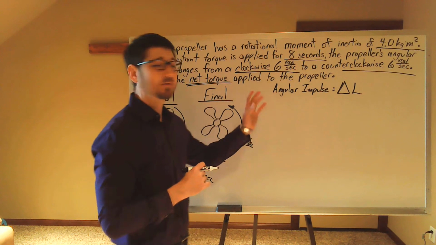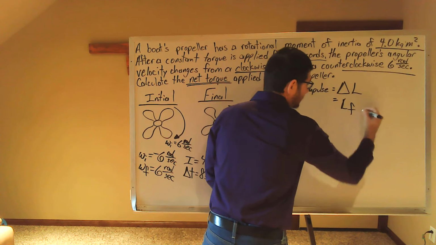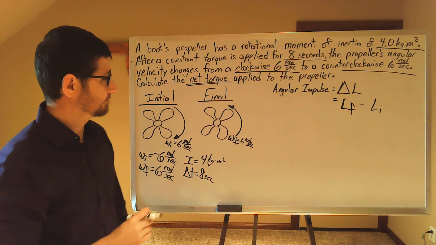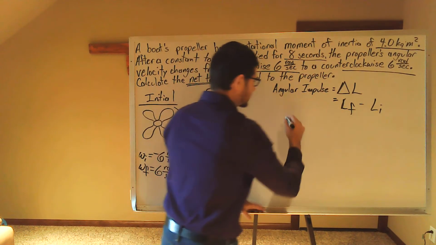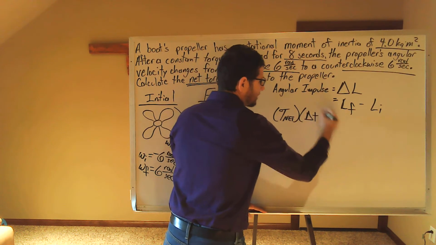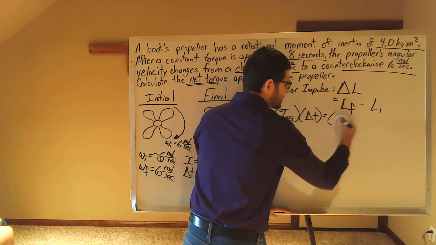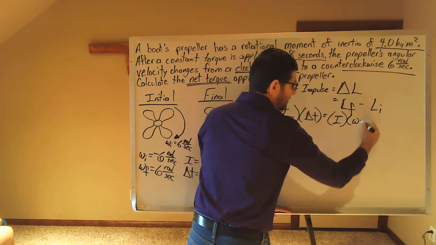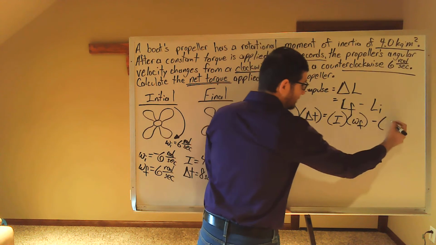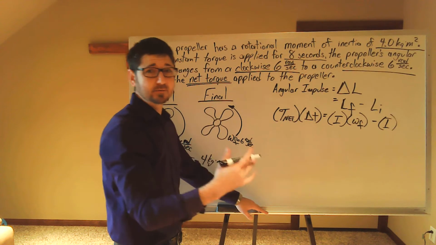So what we have on the right side of the equal sign is the final angular momentum minus the initial angular momentum, okay? So angular impulse is identified by net torque applied to the object multiplied by the time interval of the net torque. This is going to be equal to the object's moment of inertia multiplied by the final angular velocity minus the initial angular momentum, which is the moment of inertia of the object multiplied by the initial velocity.